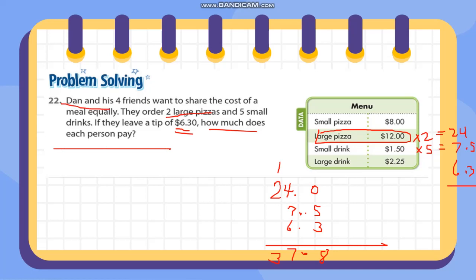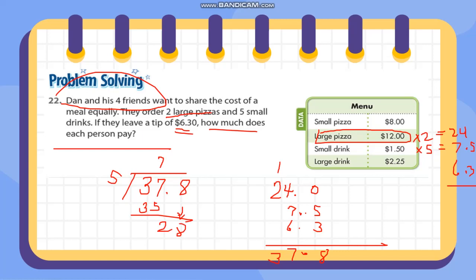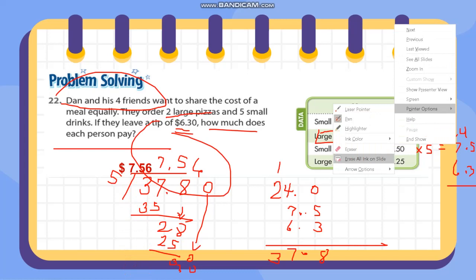So how many persons do you have? 4 friends and Dan. So there are 5. So we just simply divide 37.8 divided by 5, which is equivalent to 7, and this is 35. Then 2, bring down 8, then decimal over decimal. 28 divided by 5 is 5, then this is 25, then 8 minus 5 is 3, then we need to add 0. 30 divided by 5 is 6, then this is 30. That's why each person needs to pay $7.56.